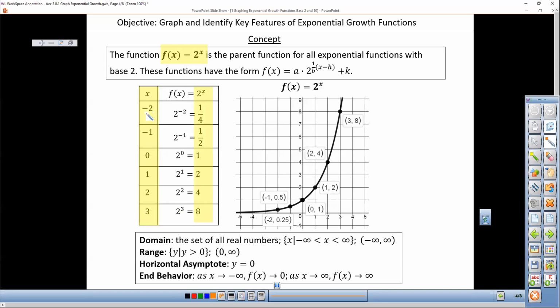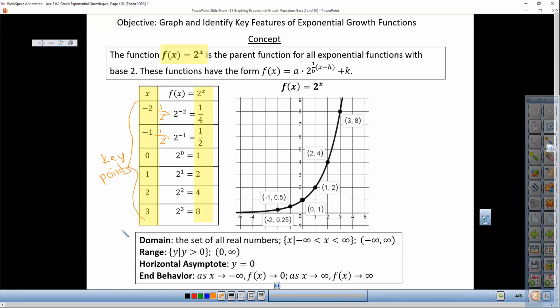Remember that with a negative exponent, such as -2, that doesn't mean negative number. That means reciprocal power. So this would be equal to 1 over 2 squared. That's where the 1/4 is coming from. And 2 to the negative first power would be 1 over 2 to the first power, and that's where the 1/2 is coming from. Then we have, by definition, anything to the power of 0 is 1, and then we have our other powers of 2 shown here also. So these will be key points that we will transform using whatever transformations we identify.